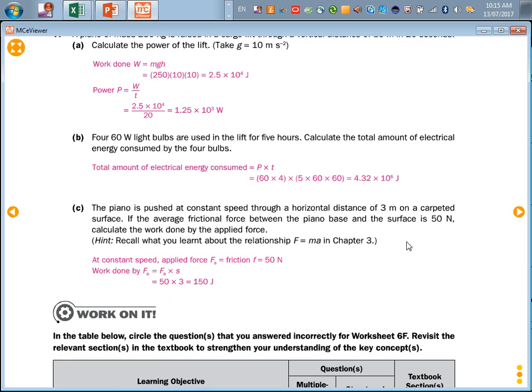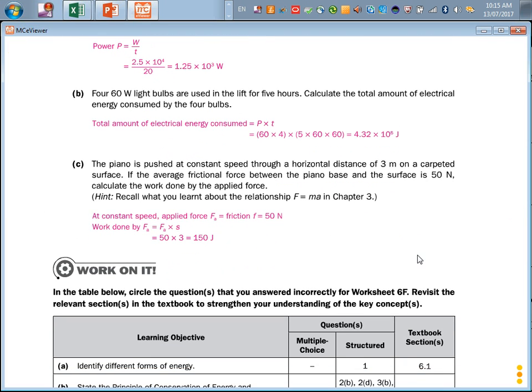I don't know. Then part C, now it is pushed at a constant speed through a horizontal distance of 3 meters on a carpeted surface. When I say carpeted surface, they're telling you that there is going to be friction. So the average force of friction is 50 newtons. Calculate the work done. So work done is force times distance moved in the direction of the force. That will be 50 newtons times 3 meters, 150 joules.